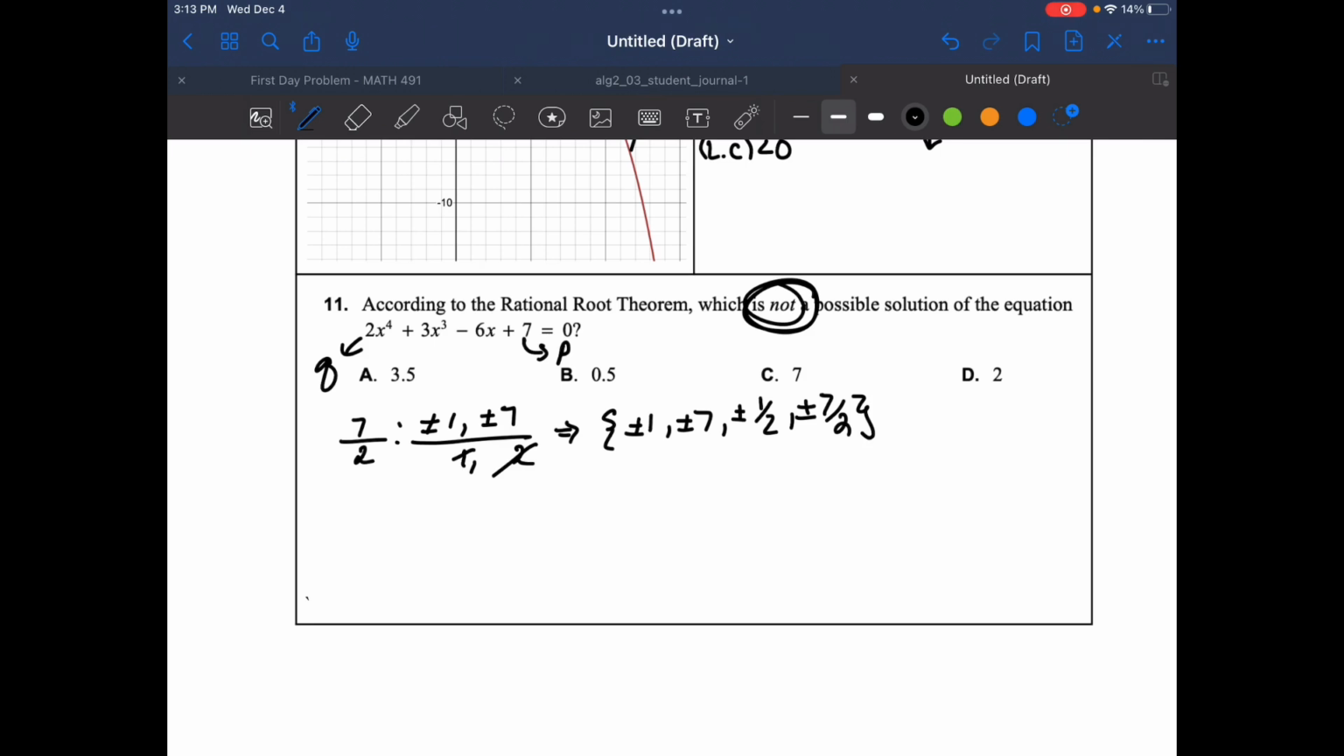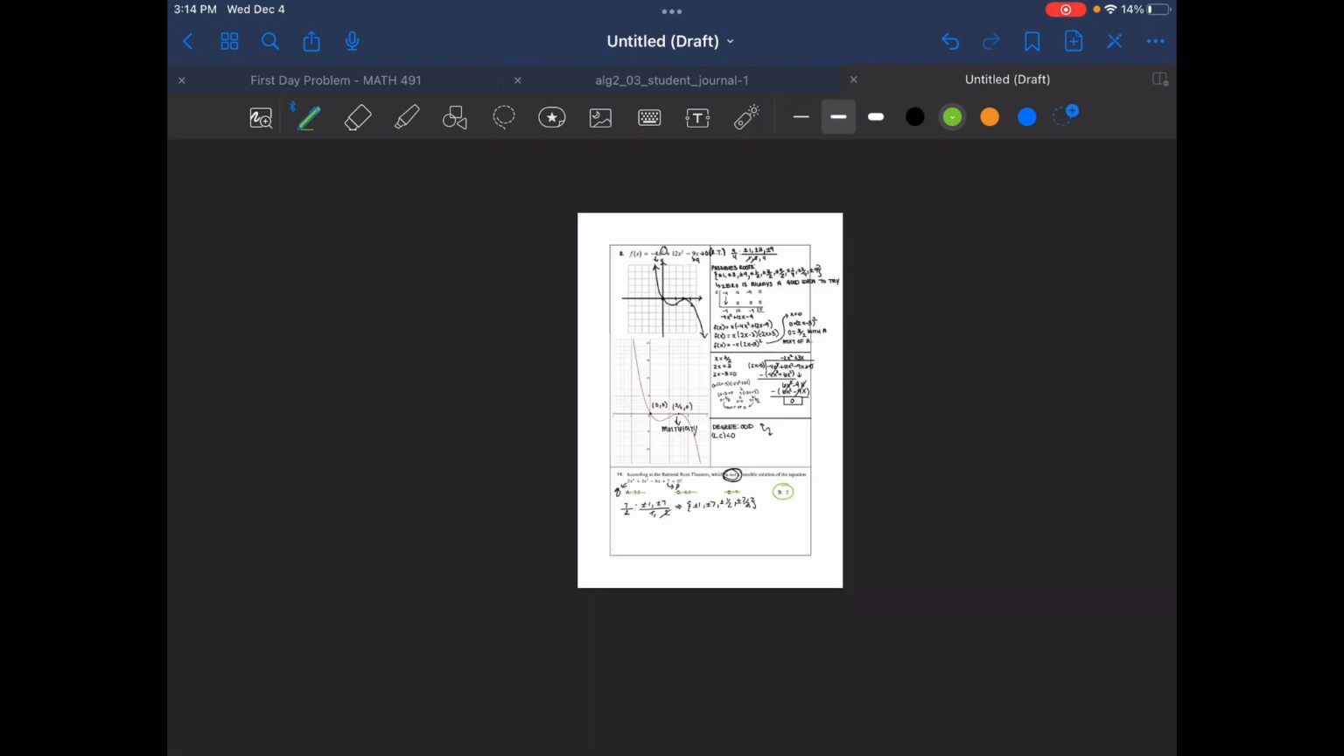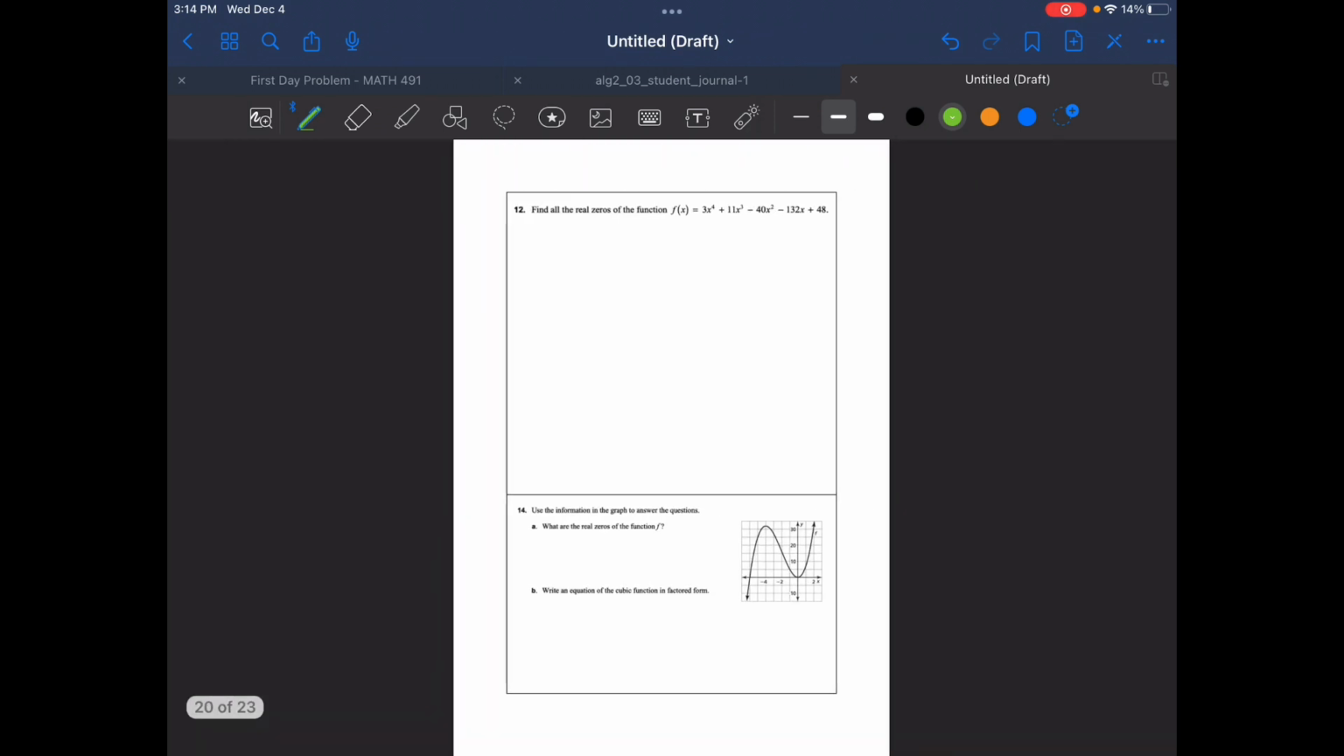All right, well, I do notice that 3.5 is in our list. That would be 7 over 2, so we can go ahead and cross that out. We also see, I'm gonna do this in green. I like green. We also see that 0.5 is an option, so that can go away. We see that 7 is an option, that can go away. 2 is not an option, so we are good to go.